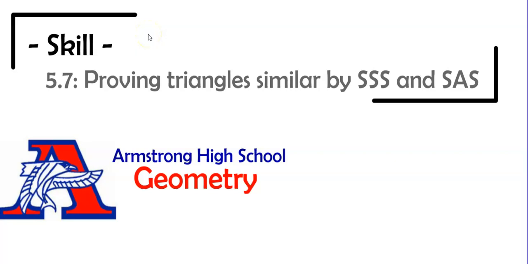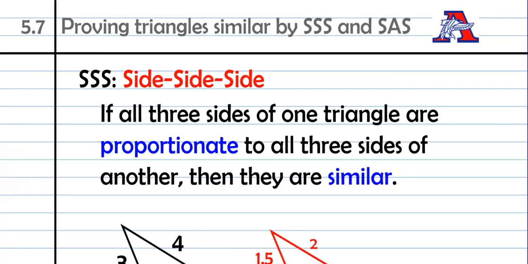Hello, this is 5.7. In this lesson, we're going to prove triangles similar by SSS and SAS. And this is actually the end of our shortcuts for similarity. So once we're done with this one, we're in the clear with that. So first one is SSS, which stands for side, side, side, just like it did with congruency. So that's kind of nice.